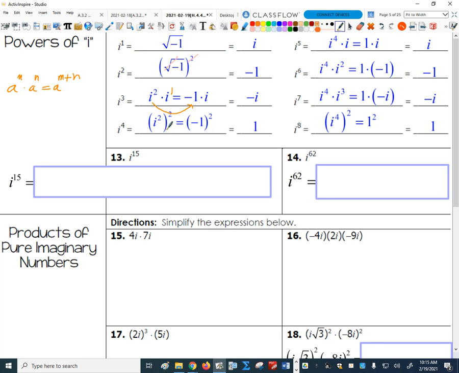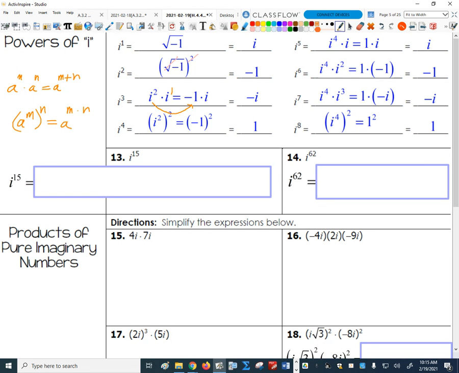And then i to the 4th, I know that a to the m to the n equals a to the m times n. If I take a power to a power, I multiply the exponents. So i squared squared would be i to the 2 times 2, which is equivalent to i to the 4th. i squared is just -1, so I'm really just squaring -1, which is +1. So I get this pattern: there's my pattern for i to the 1 through i to the 4.